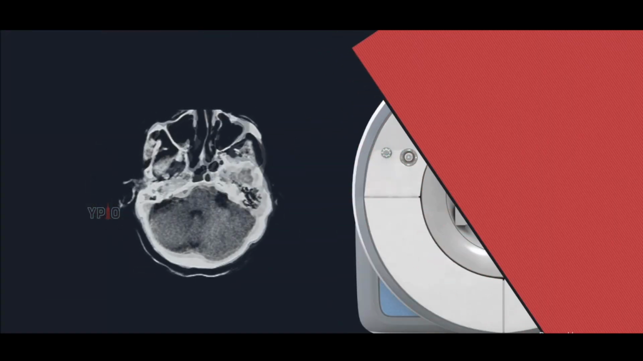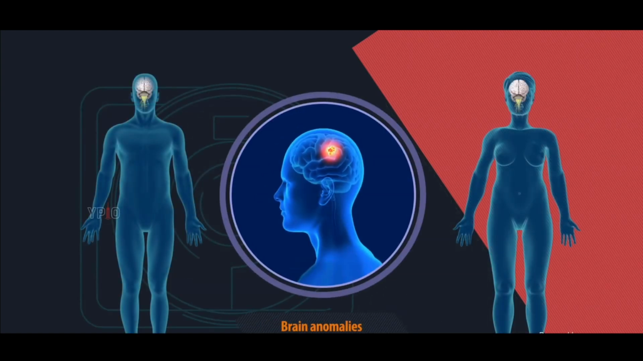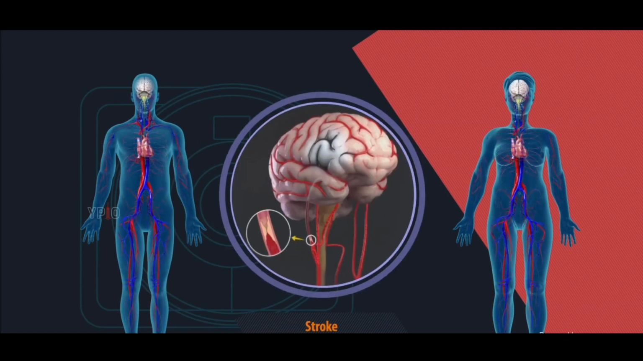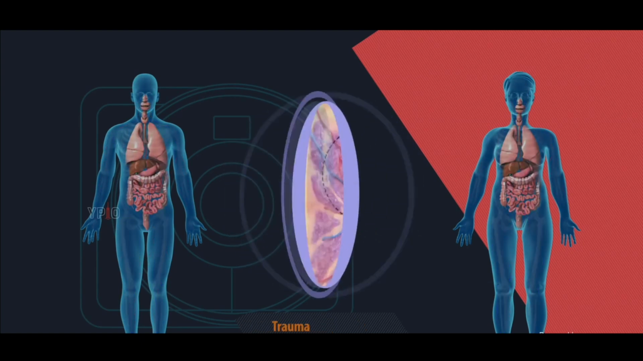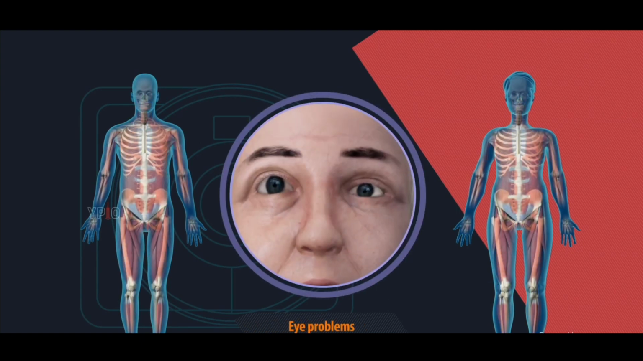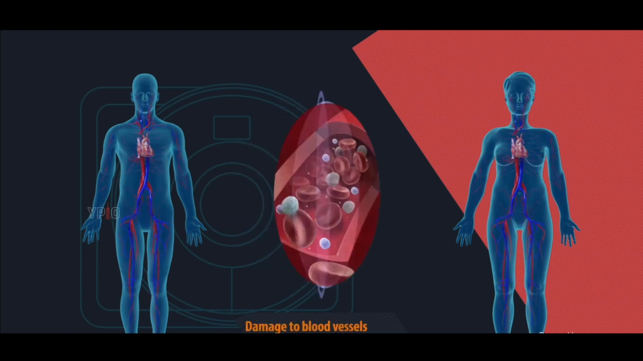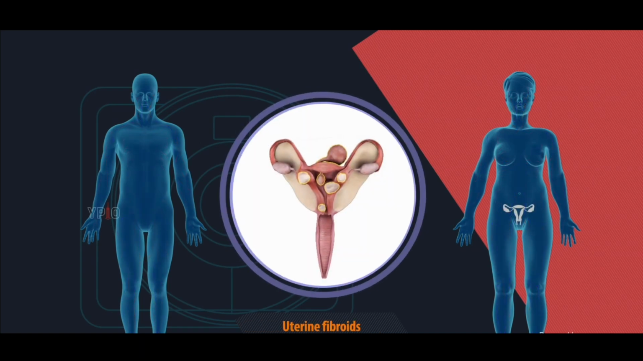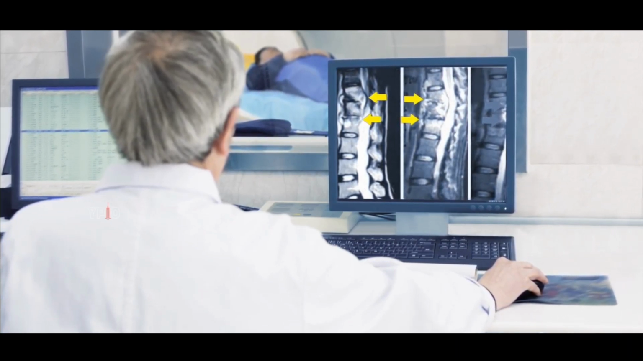Indications. Magnetic resonance imaging is used for the diagnosis of various medical conditions such as brain anomalies, spinal cord injury, nerve damage, stroke, multiple sclerosis, cancer, trauma, eye problems, bone infections, heart ailments, damage to blood vessels, uterine fibroids. It can also be used to monitor your response and recovery after a particular treatment.